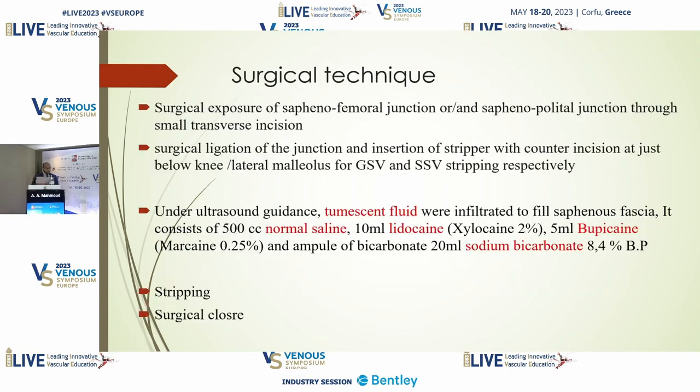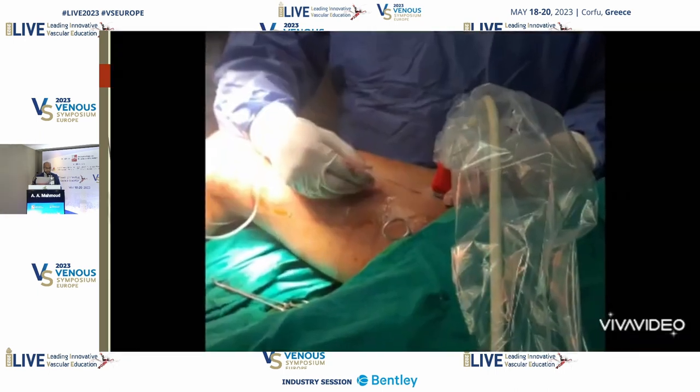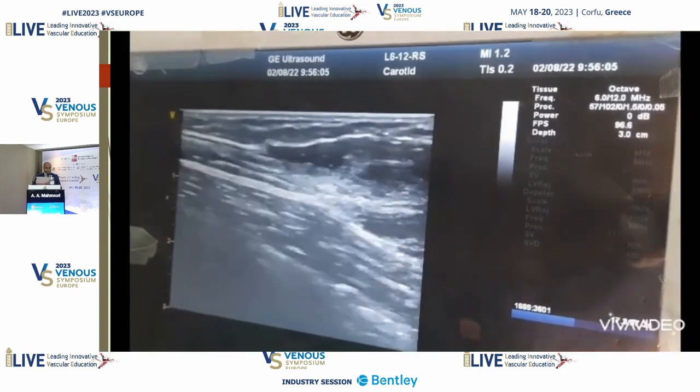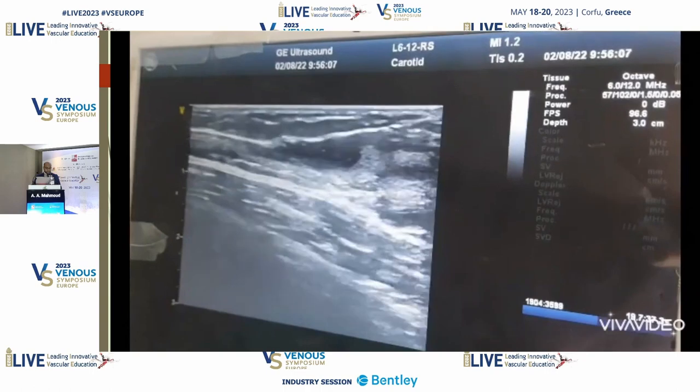Surgical technique: surgical exposure of the saphenofemoral junction and/or saphenopopliteal junction through a small transverse incision, surgical ligation of the junction and insertion of the stripper with a counter incision just below the knee, or at the lateral malleolus for great saphenous and short saphenous stripping respectively. Under ultrasound guidance, tumescent fluid infiltration to fill the saphenous fascia consists of 500 cc normal saline, lidocaine, bupivacaine, and sodium bicarbonate, then stripping and surgical closure. And this is during infiltration along the course of the saphenous fascia.